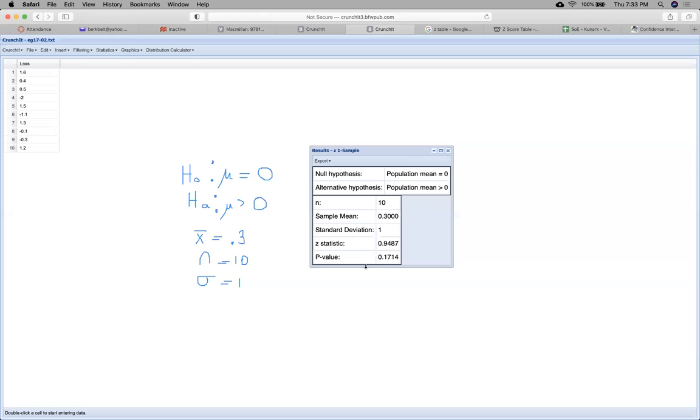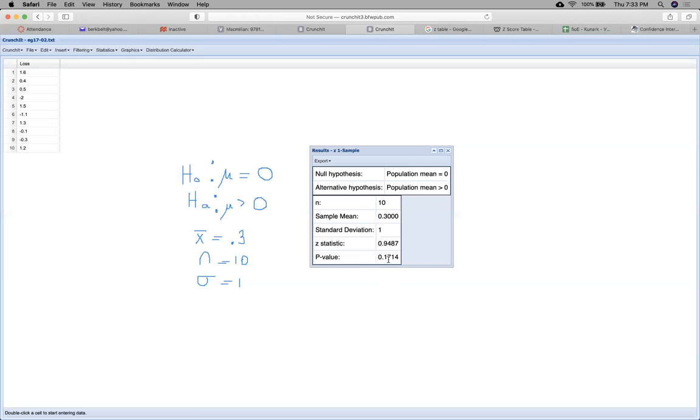So the idea is that if the p-value is high enough, we do not reject the null hypothesis. And if the p-value is low enough, then we do reject the null hypothesis. And the question is, what is that number where above it we do not reject, and beneath it we do reject?